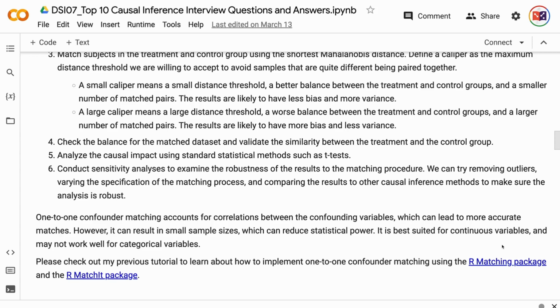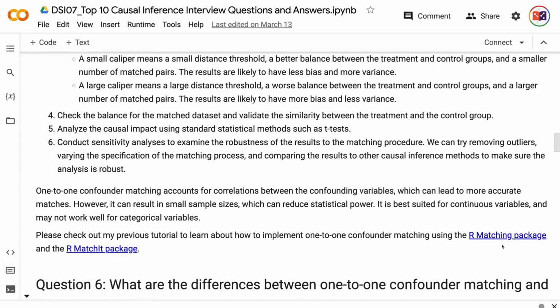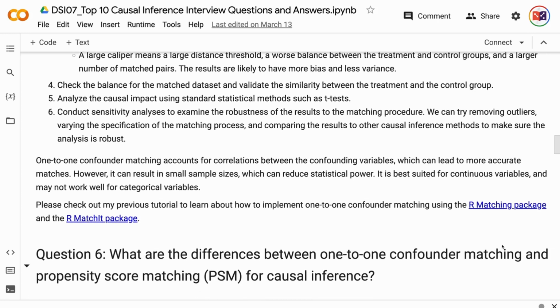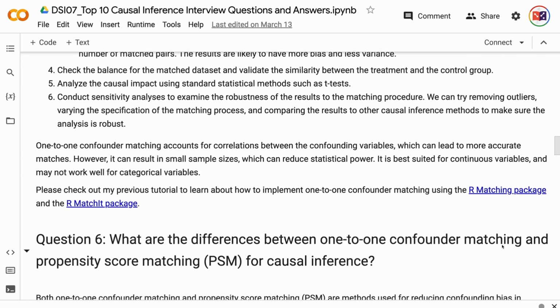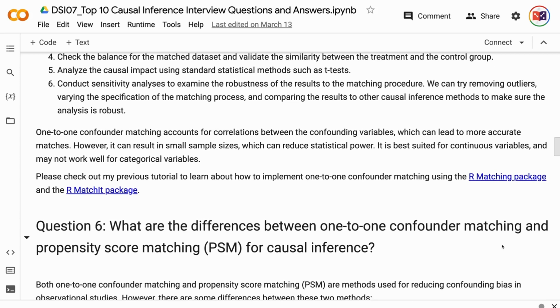4. Check the balance for the matched dataset and validate the similarity between the treatment and the control group. 5. Analyze the causal impact using standard statistical methods such as t-tests. 6. Conduct sensitivity analyses to examine the robustness of the results to the matching procedure. We can try removing outliers, varying the specification of the matching process, and comparing the results to other causal inference methods to make sure the analysis is robust.